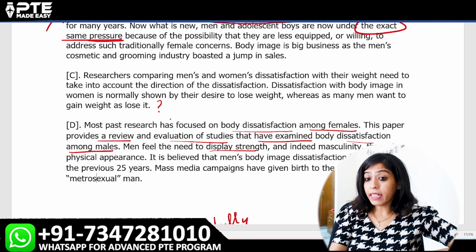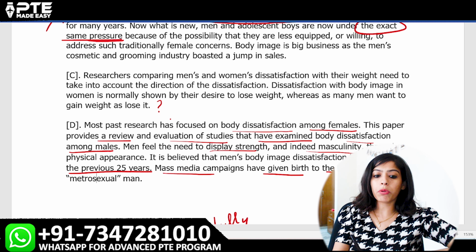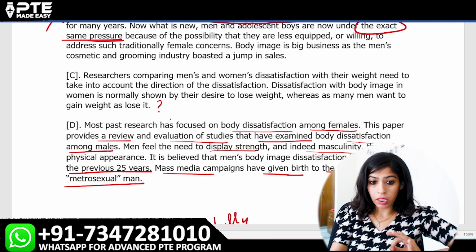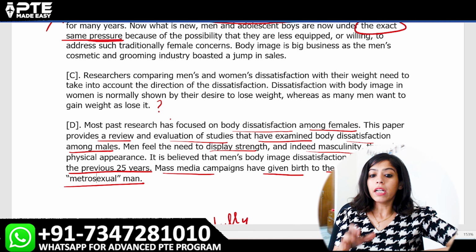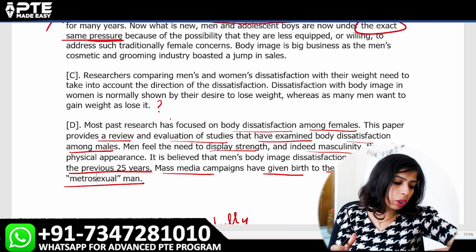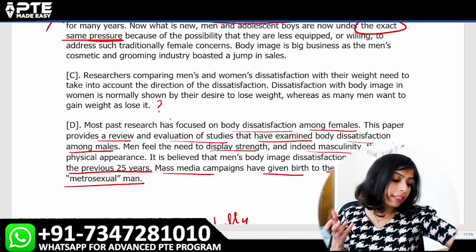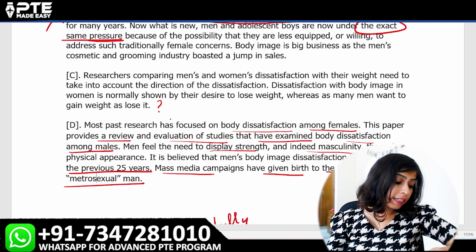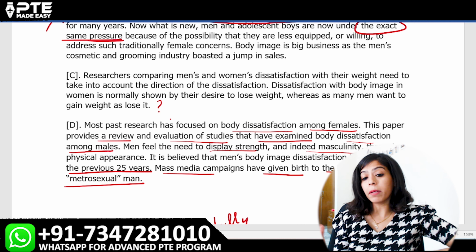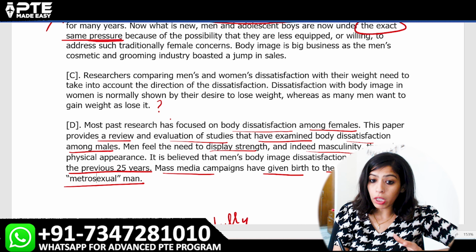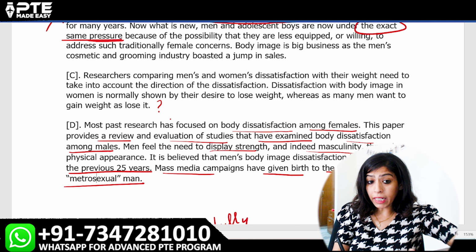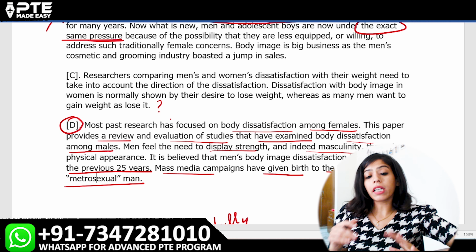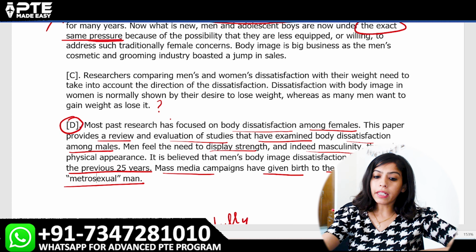Mass media campaigns have given birth to the new metrosexual man. This is what they are talking about. It has tripled. So, men's body image dissatisfaction has tripled. This is what they were talking about. Dissatisfaction tripled. Why? Because of changing roles. And then what happened? 3 times muscle enhanced drugs they started taking. And later on, most males is equal to less fat, more muscle. So, they wanted to gain more. So they were talking about this. So the main crux here is option number D. So the correct answer is D. We'll highlight the D option.